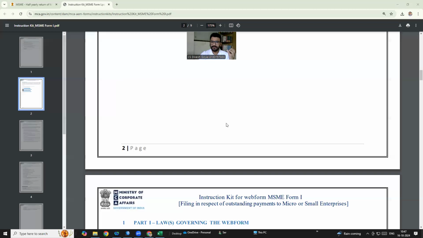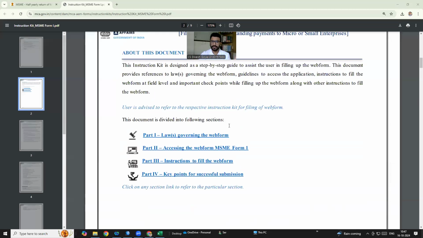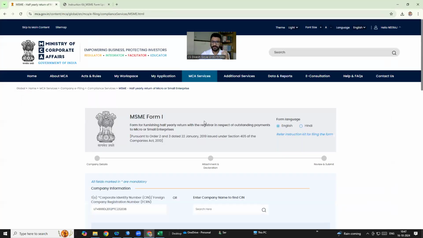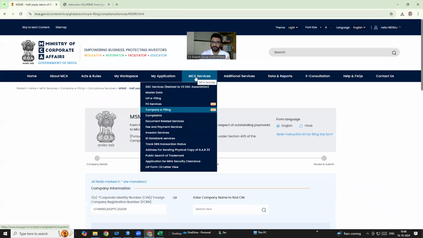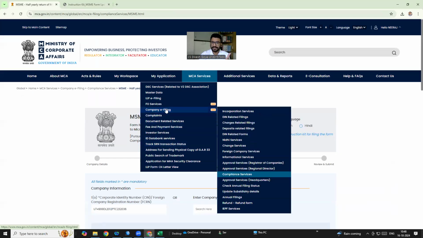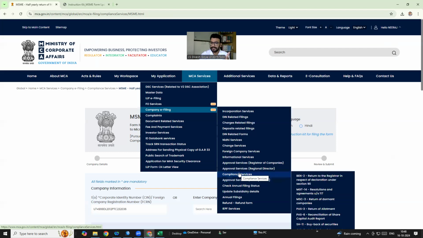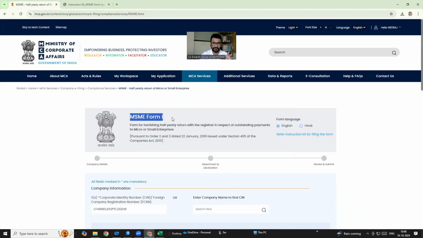So we know MSME 1 form was available on the V2. Till now, we have filed the MSME 1 form on the V2 portal only. But now the MSME form has been transferred from the V2 portal to the V3 portal. And we know whenever we have to file any form on the V3 portal, all the forms are web-based forms. So we have to log in to our MCA ID. And in that login, we have to go to the MCA services. And in MCA services, company e-filing, and in company e-filing, we have to go to the compliance services. There we will get this MSME 1 form.